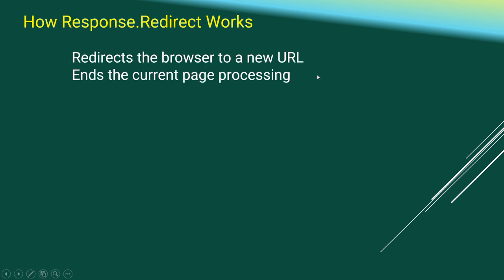The Response.Redirect method sends a response to the client browser to request a different URL. This is a client-side redirection, and the browser's address bar will update to reflect the new page. It is important to know that it ends the processing of the current page.